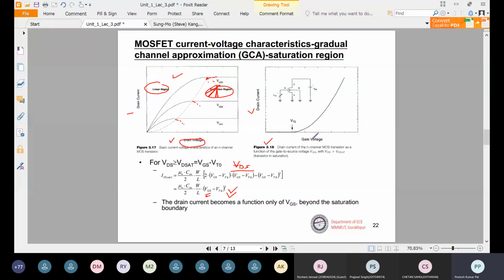In the previous one we plotted drain current with respect to drain voltage, and in the next one, figure 3.18, we are plotting drain current with respect to gate voltage. Gate voltage starts with 0 and goes to some maximum value, suppose 5 volt. Once it is 0, at that time it should be working in the cutoff region.